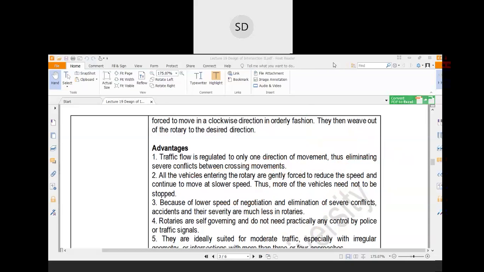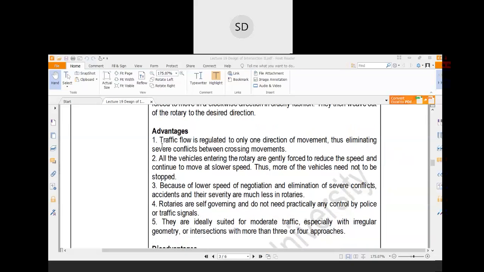Now what are the advantages? This is very important. The advantages are: traffic flow is required in only one direction of movement, thus eliminating severe conflicts between crossing movements. All the traffic moving in the rotary intersection has crossing conflicts minimized, thus it will eliminate severe conflicts between crossing movements, because there would not be any crossing movement. All the crossing movements will be converted into merging or diverging conflicts.